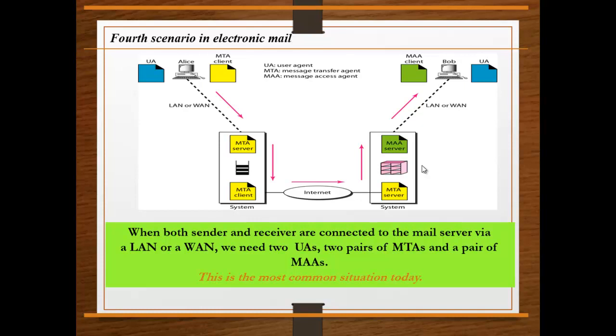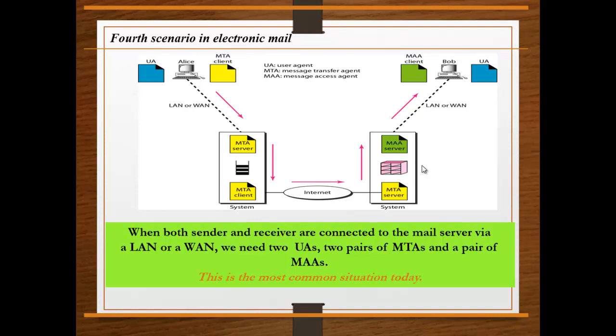Okay, so you have to understand this scenario very well, because this is the one we are using nowadays. All other things were already ruled out. Okay, so if you see this, you have two user agents, two pairs of MTAs, and one pair of another person called MAA, that is message access agent. What is this?